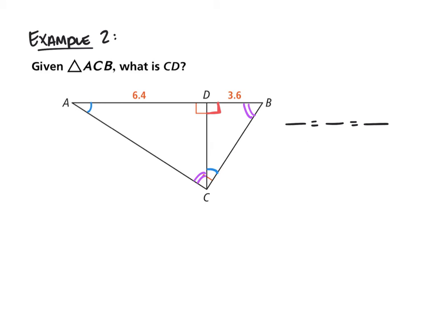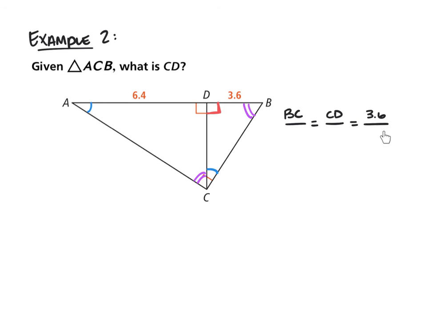So let's jump in and do that. On the small triangle, let's start with the hypotenuse. That would be segment BC. I don't know it, so I'm just going to put BC. Then I have the side across from the purple angle, which is CD. I don't know that, so I'm just going to put CD. Then I have the side across from the blue angle, which is 3.6. So I went hypotenuse, across from the purple angle, across from the blue angle.